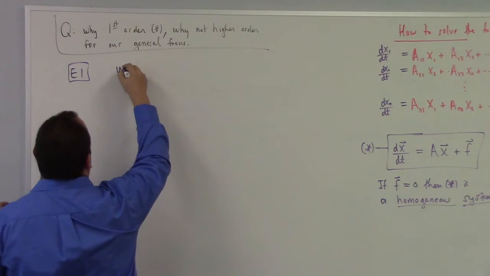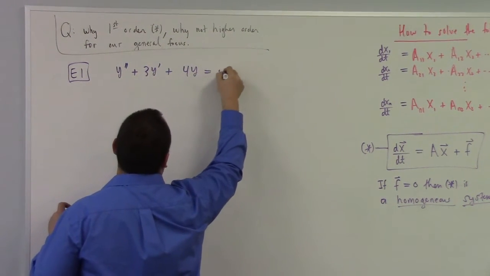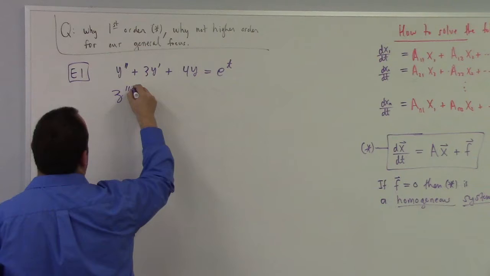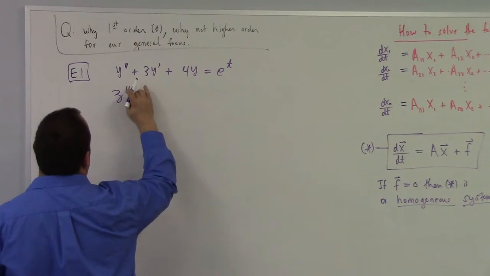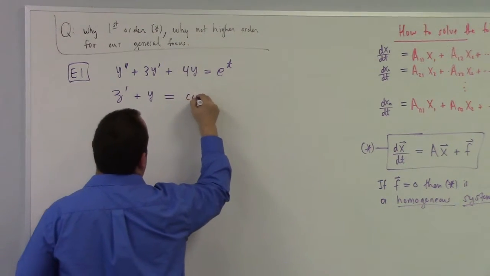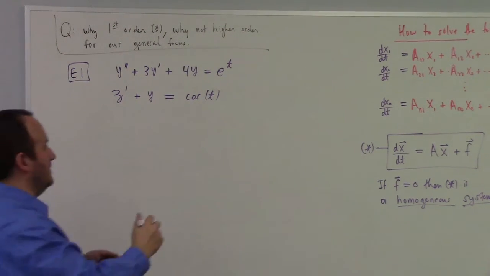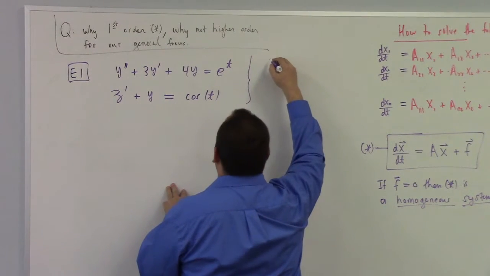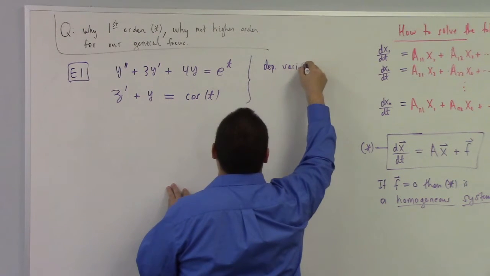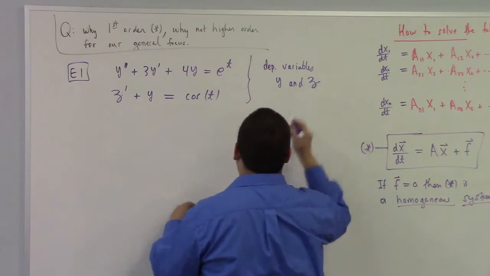How about this? What if you had y double prime plus 3y prime plus 4y equal to e to the t, and you had z prime plus y equal to cosine t. So here's a system of differential equations. Our dependent variables are y and z, all right?